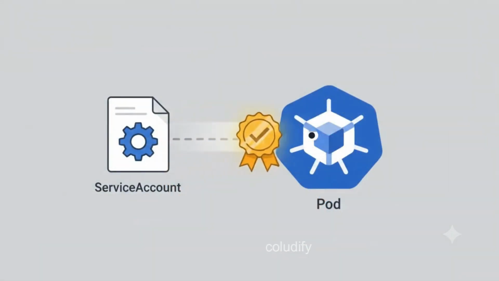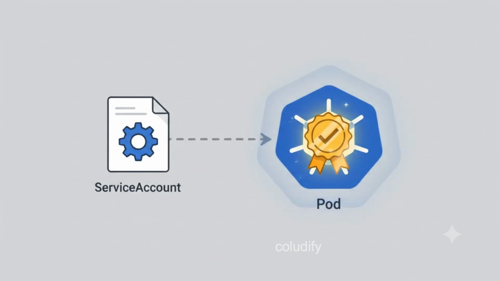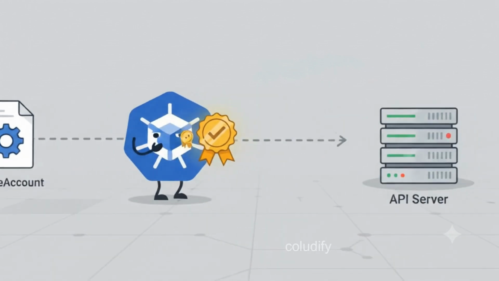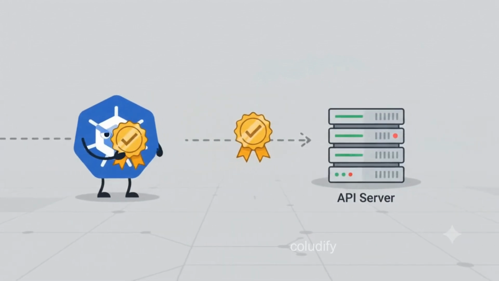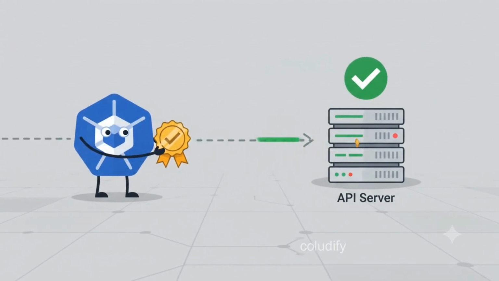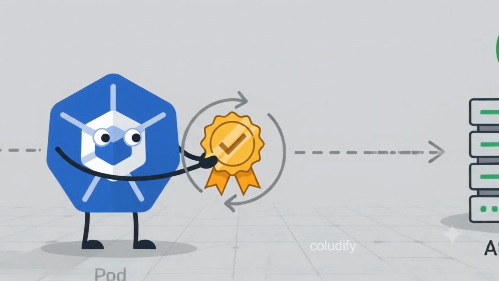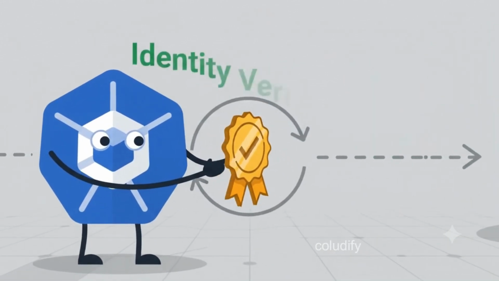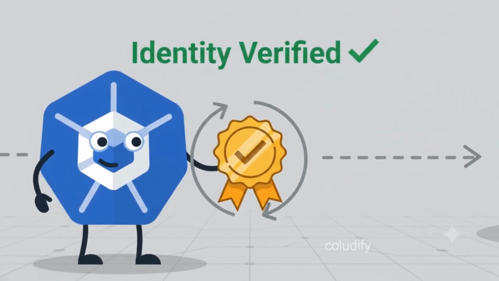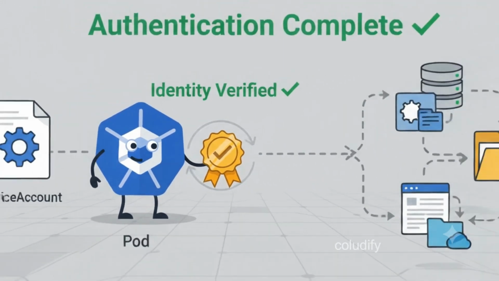When a pod uses a service account, OpenShift gives it a secure token. The pod sends this token to the API server. The API server checks the token and identifies the service account. This token is short-lived and automatically renewed. Now, the API server knows who the pod is.